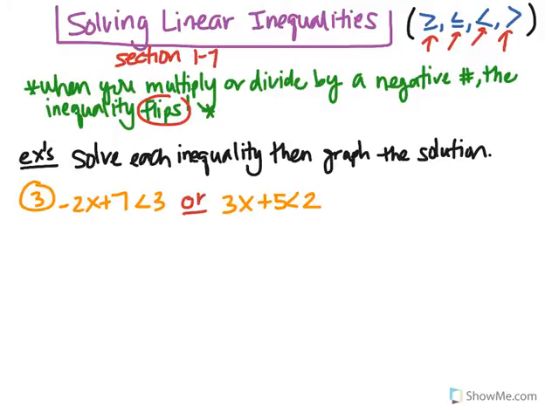For the last type of linear inequality that you're going to see, you have two inequalities, and you can have negative 2 times x plus 7 less than 3, or you can have 3x plus 5 is less than 2, and you want to find all the solutions for either this or that. So it's like two problems in one. So what you're going to do is solve this inequality right here. I'm going to add 7 to both sides. Or not add 7, but subtract 7. Let's try that again.